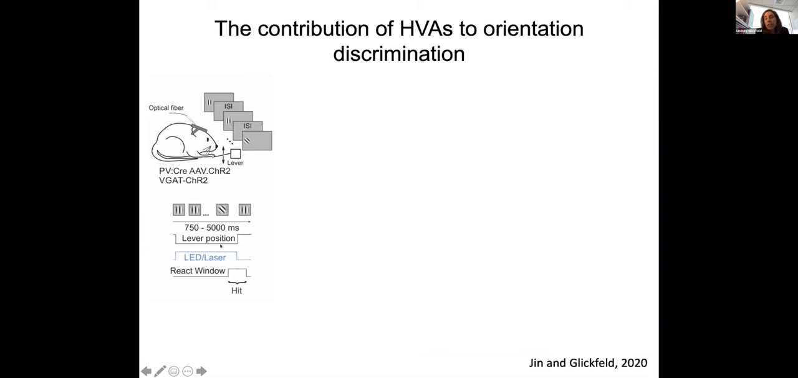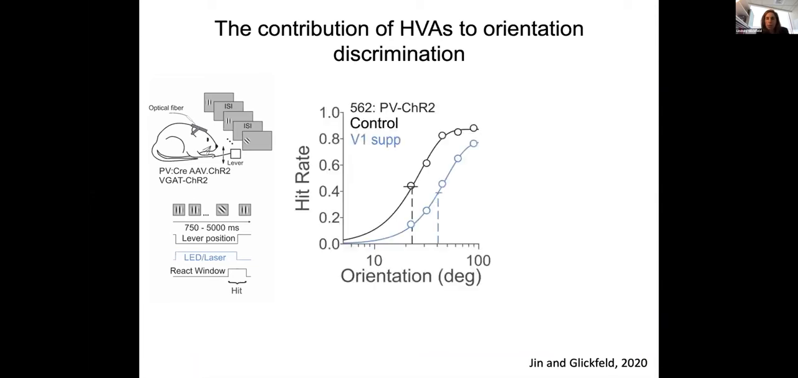And then on randomly interleaved trials, we can shine the blue light on a particular higher visual area or primary visual cortex in order to determine what the effect is on the animal's behavior. So here is some example data from just one mouse. On the x-axis is the orientation of the target. So when those orientations are large, that means it's a very big change from the distractor. 90 degrees would be as far away as you could get.